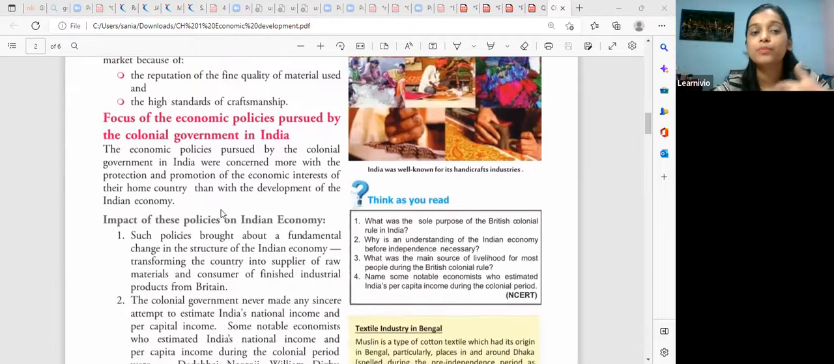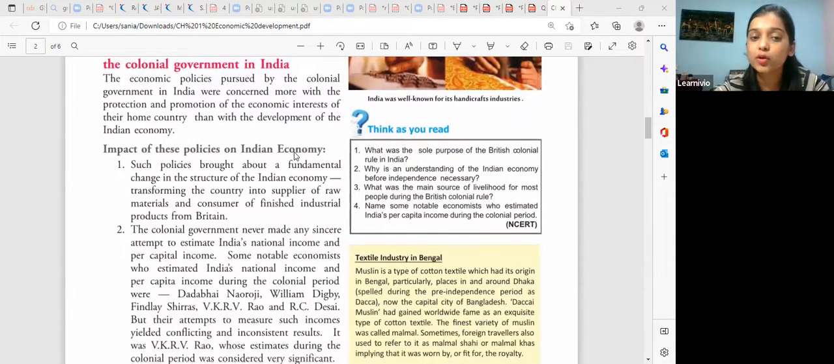Okay. Now, what did the British do? The British introduced so many economic policies, right? But the motive behind introducing these economic policies was that they wanted to protect and promote their home country. Instead of focusing on the development of the Indian economy, they were protecting and promoting their home country, right? And how did it impact the Indian economy?